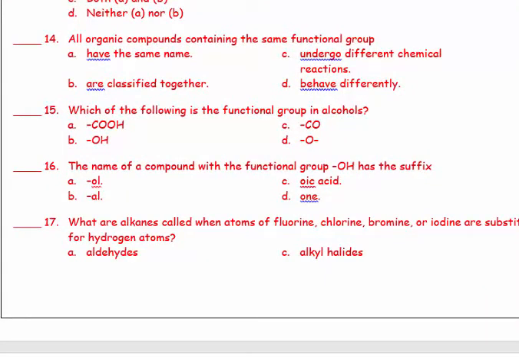Number 14, all organic compounds containing the same functional group are classified together. B.